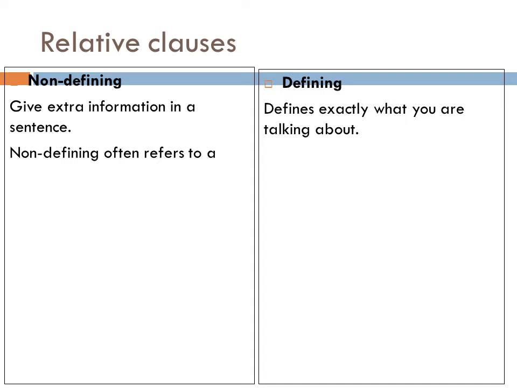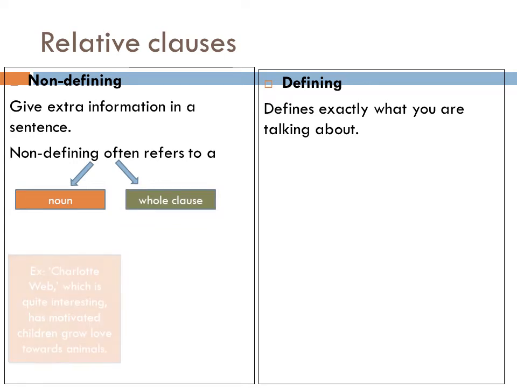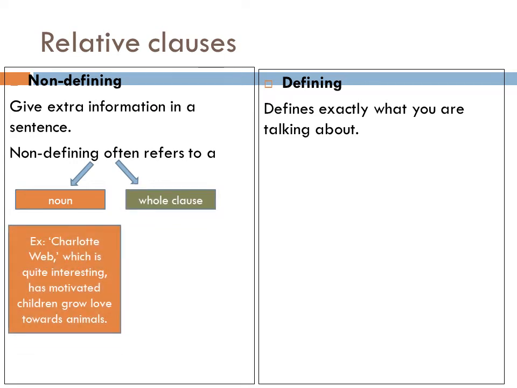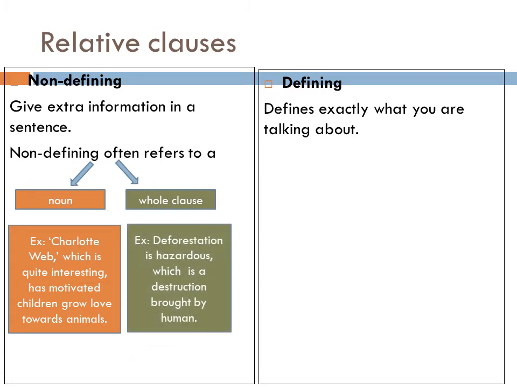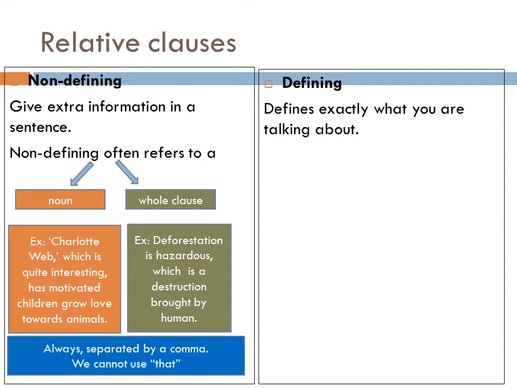Let's refer to non-defining. Non-defining often refers to a noun and also a whole clause. An example for noun: Charlotte's Web, which is quite interesting, has motivated children to grow love towards animals. Non-defining clause when it comes as a whole clause. Example: deforestation is hazardous, which is destruction brought by humans.